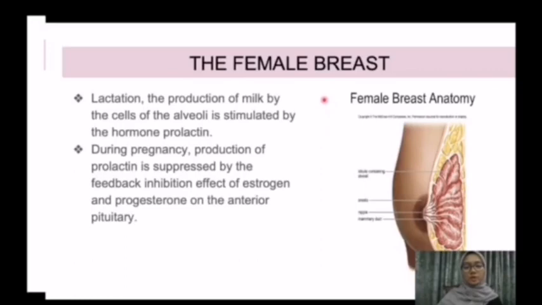And lastly, I will be talking about the female breast. Lactation, which is the production of milk by the cells of the alveoli, is stimulated by the hormone called prolactin. During pregnancy, production of prolactin is suppressed by the feedback inhibition effect of estrogen and progesterone on the anterior pituitary. This is why during pregnancy, women don't produce milk. However, few days after giving birth, milk will start being produced for breastfeeding.